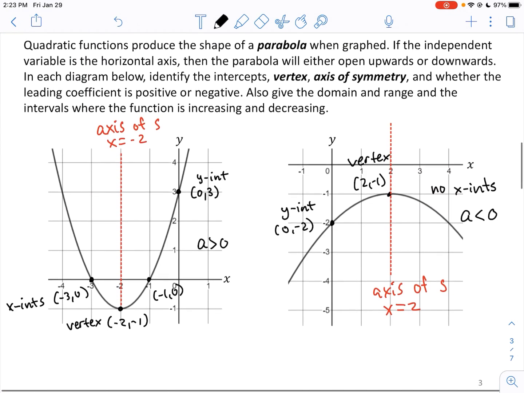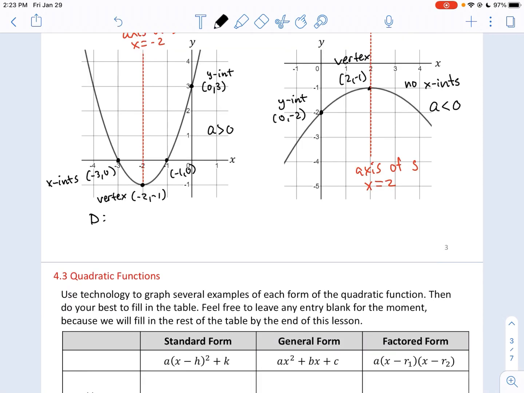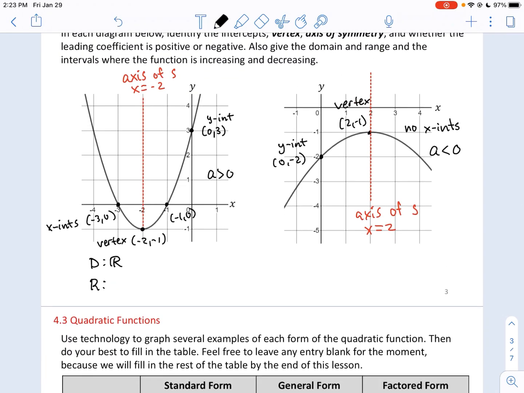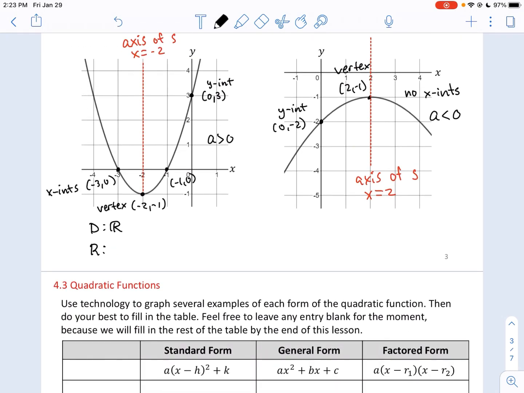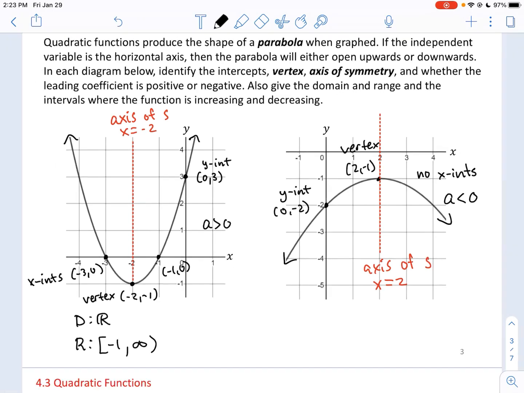And next, also give the domain and range of the intervals where the function is increasing and decreasing. The domain is always going to be all real numbers, and the range will be limited for every parabola. The lowest point in this one is at the vertex, and negative 1 is the lowest possible y-coordinate, and every y-coordinate above is possible, right? Because we do assume that the parabola continues on both branches.